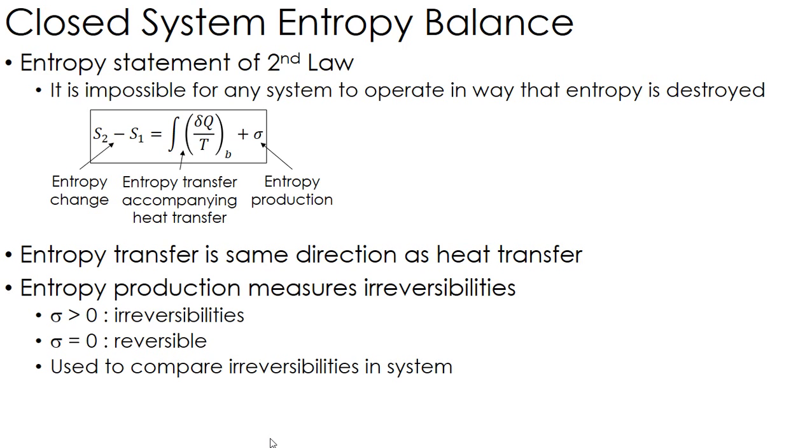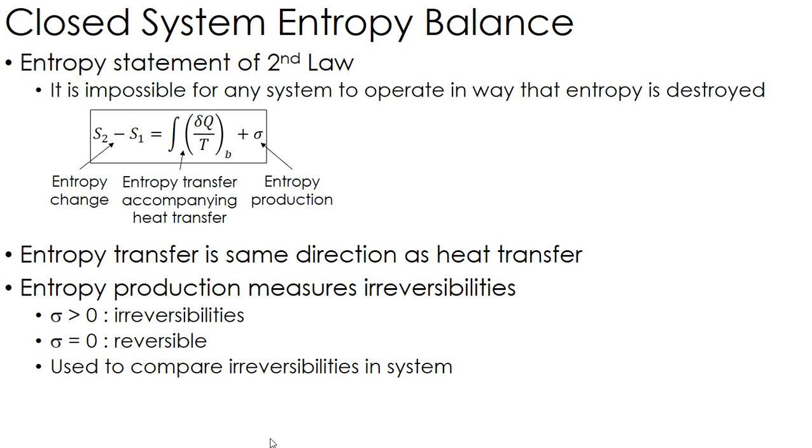Okay, and again, that sigma term, that's my entropy production. Okay, and again, this is the measure of irreversibility. So it has to be greater than 0. Okay, because real systems have irreversibilities, it has to be greater than 0. Okay, if sigma equals 0, that's a reversible system.